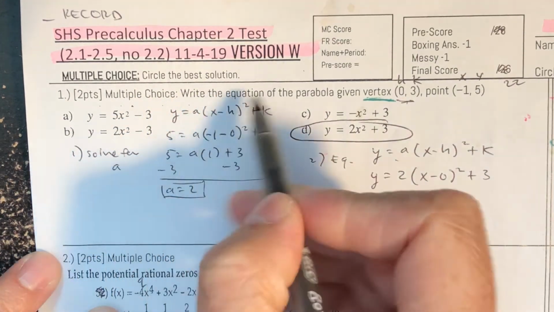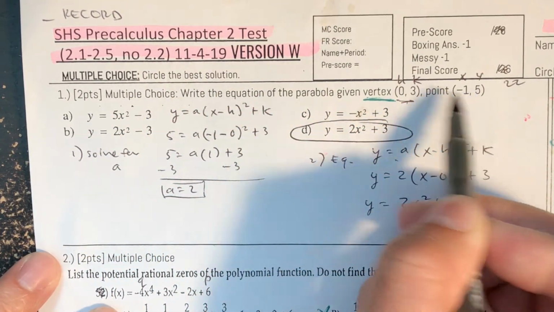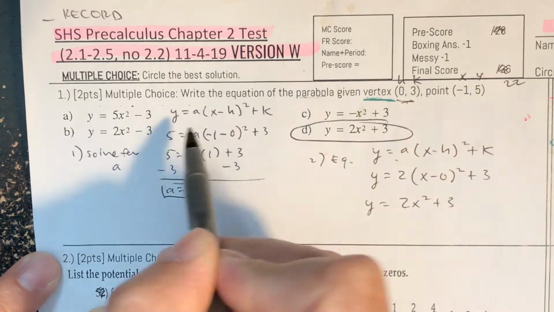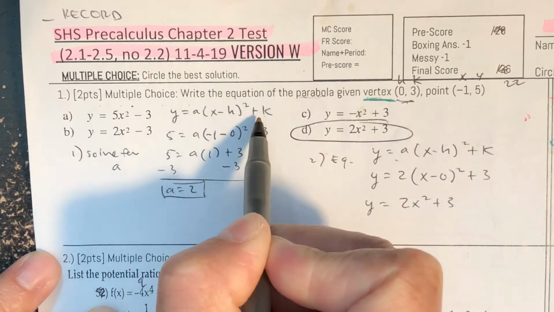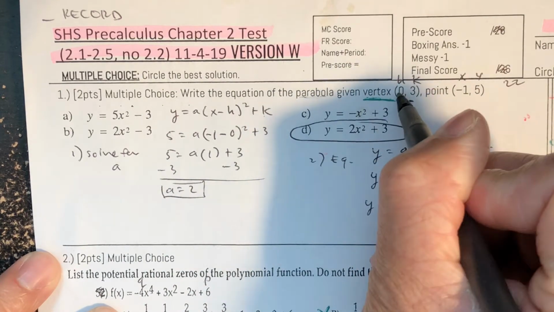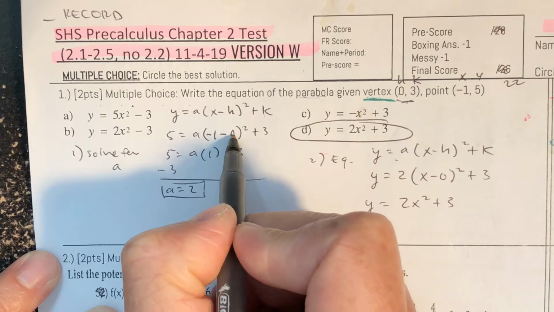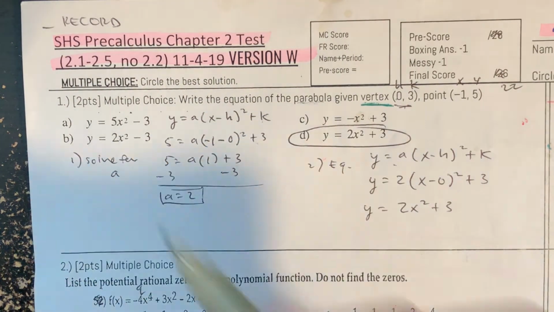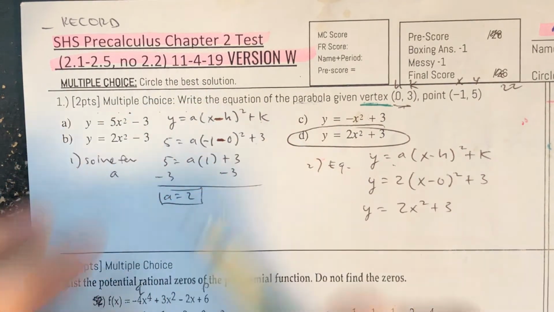Multiple choice, write the equation of the parabola given the vertex (0, 3) and point (-1, 5). So you have vertex form of quadratics, which is y equals a times (x minus h) squared plus k. So always write down the formula, then you do your substitution. The vertex has the letters h and k, so you're just going to substitute those in for h, which is 0, and k, which is 3. I'm going to point out that that negative sign has to be in the formula.